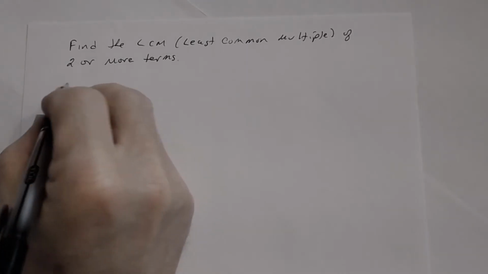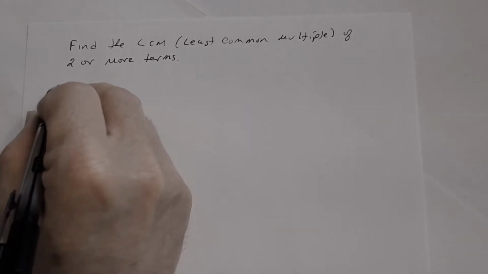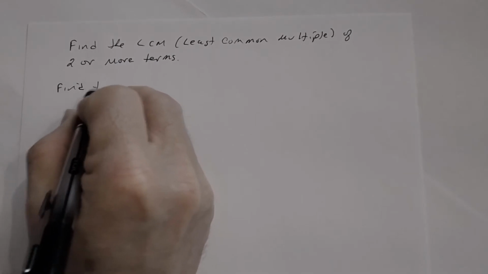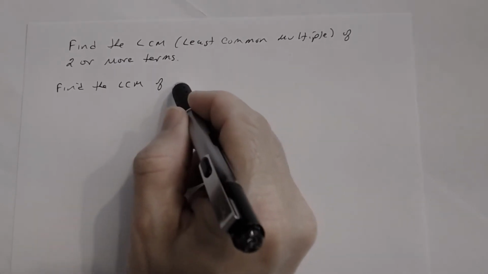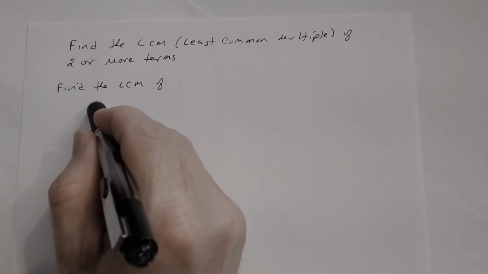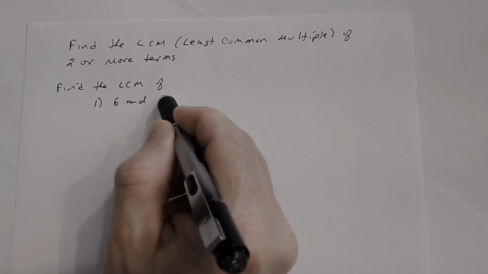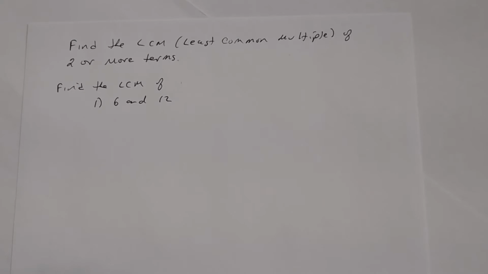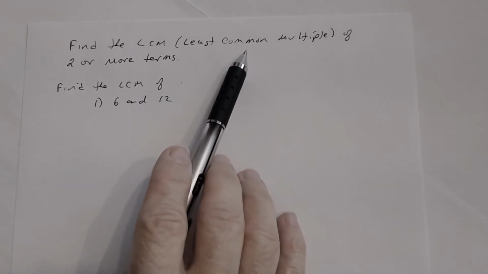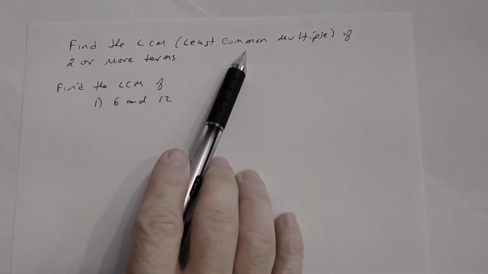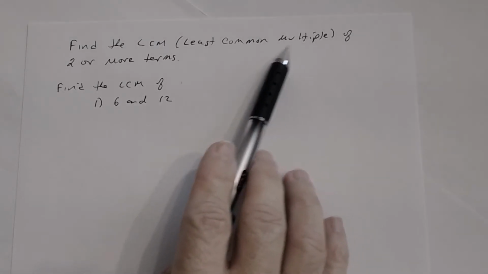We're going to start out with a very simple example. Find the least common multiple of 6 and 12. Notice that in the phrase least common multiple is the word common: common multiple.